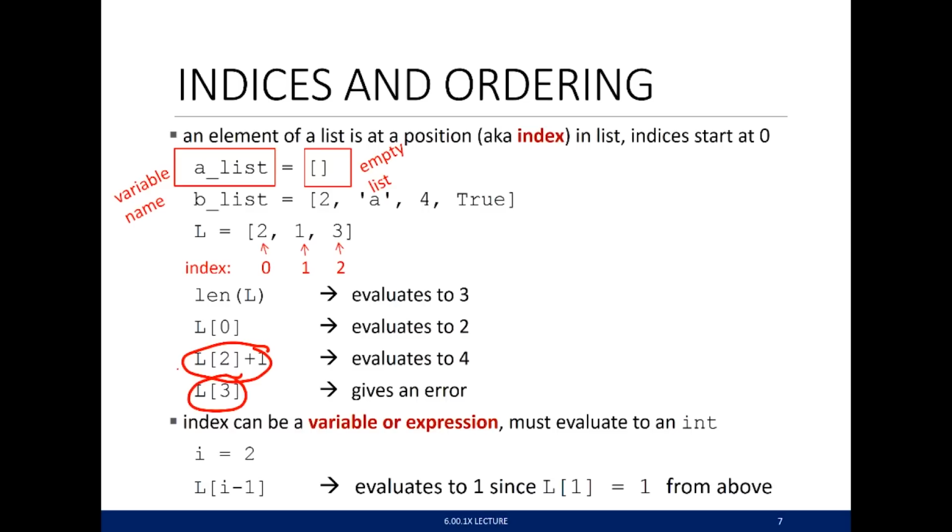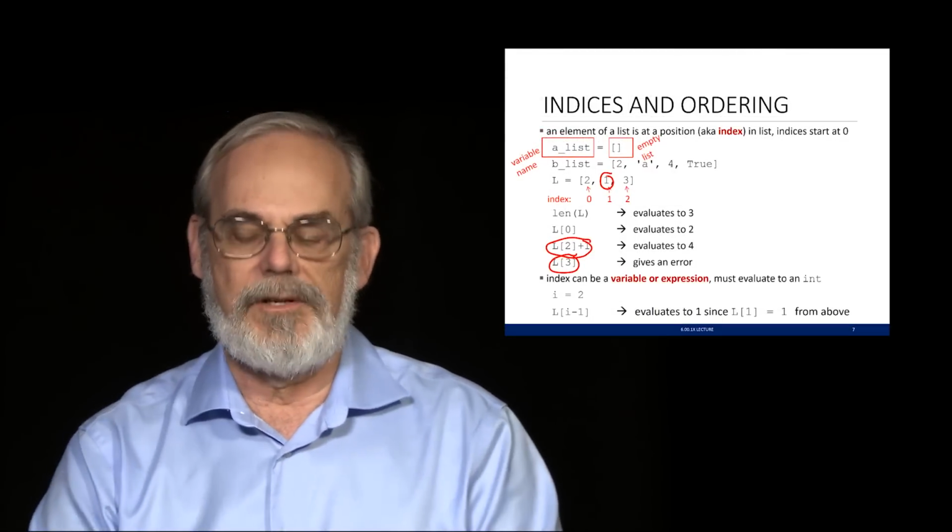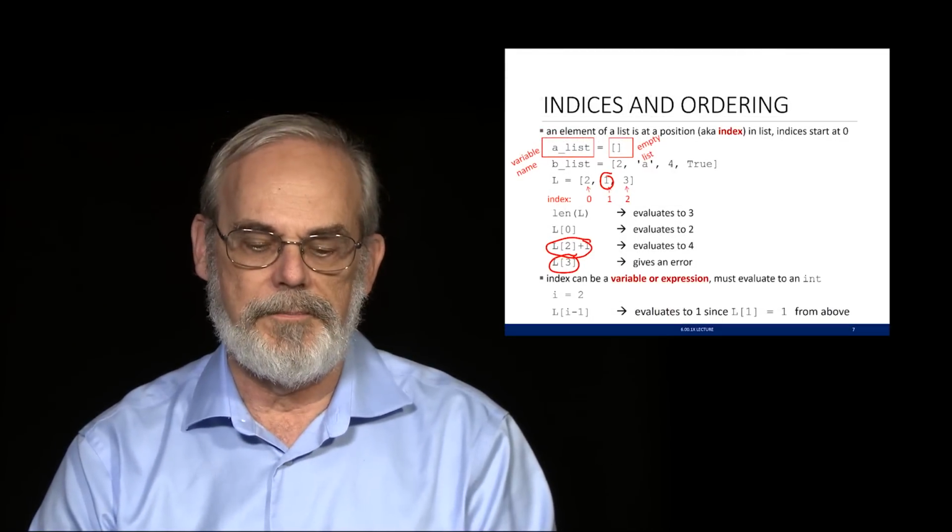An index can also be an expression or a variable. It doesn't have to just be an integer. It could be a value. So for example, if I bind i to 2, and then I ask for the element at i minus 1, since i is 2, i minus 1 is 1, and L of i minus 1 gives me out that element right there out of the list. And we're going to see that's handy as we want to think about how to use expressions to tell us where to look inside a list to pull out a value.